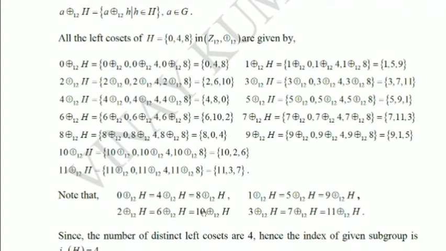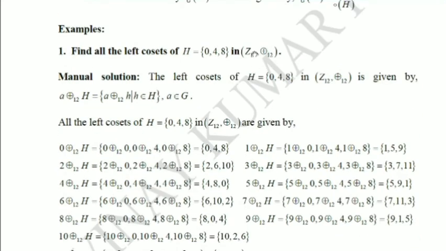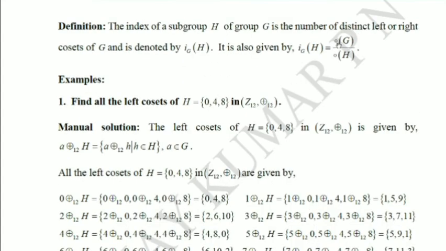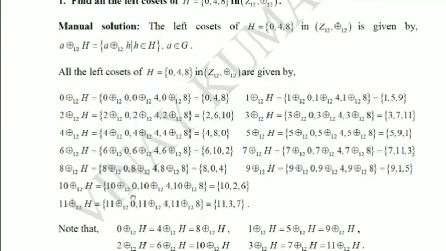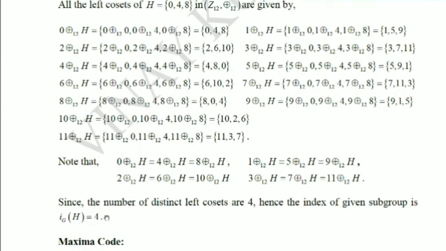Therefore, the index of the given subgroup is 4. Remember, the order of the group Z12, that is, the number of elements in Z12, is 12. Order of a group means the number of elements in the group. The order of the subgroup is 3. We know another formula: order of G divided by order of H is the index. So 12 divided by 3 gives you 4. In that fashion also you can find the index of a subgroup.